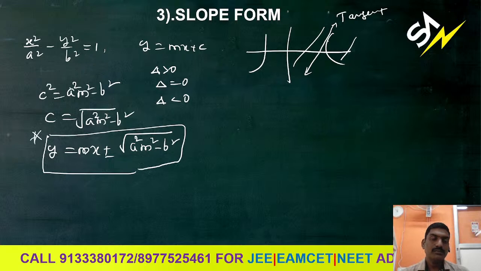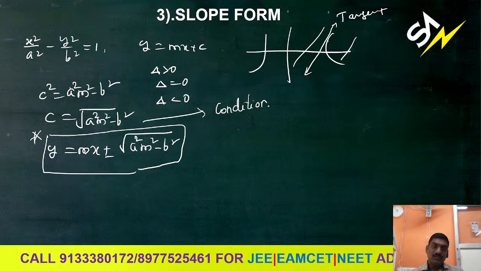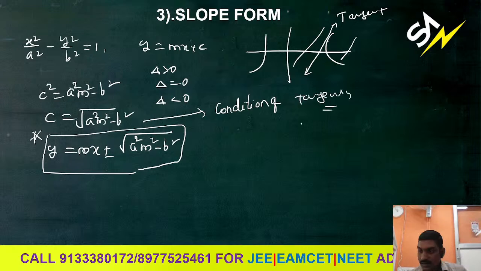Okay. All the three forms we have learned. What is parametric form? x secant theta by a minus y tan theta by b is equal to 1. And what is the slope form? y is equal to mx plus or minus under root of a square m square minus b square. What is c is equal to under root of a square m square minus b square? We can call this the condition of tangency. Am I clear? Right. The next one.